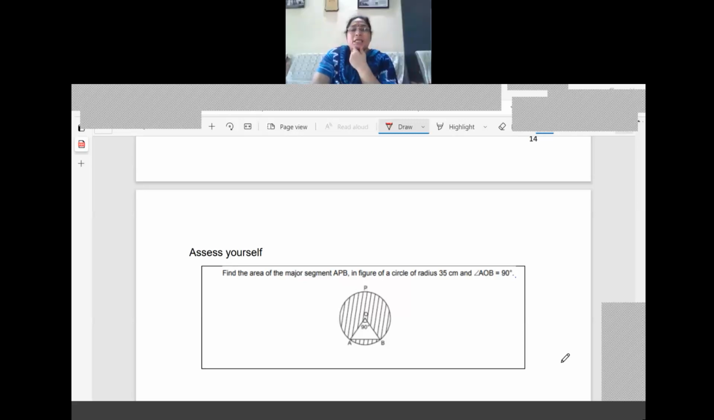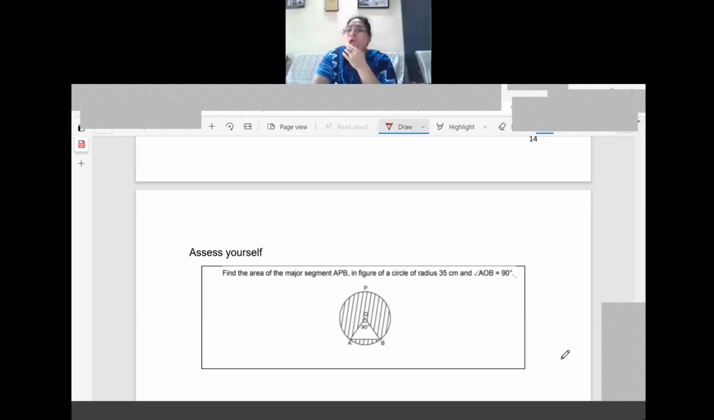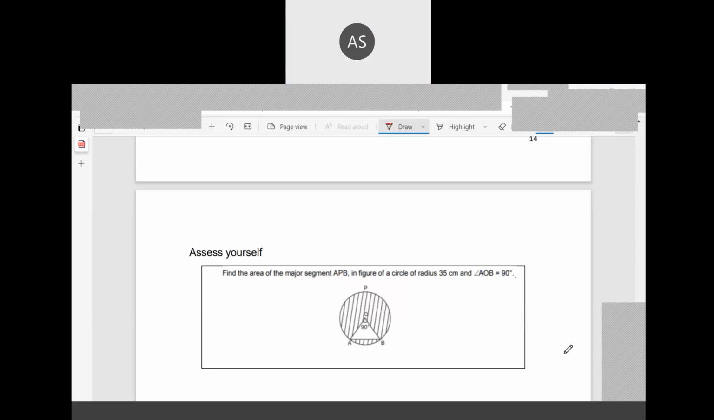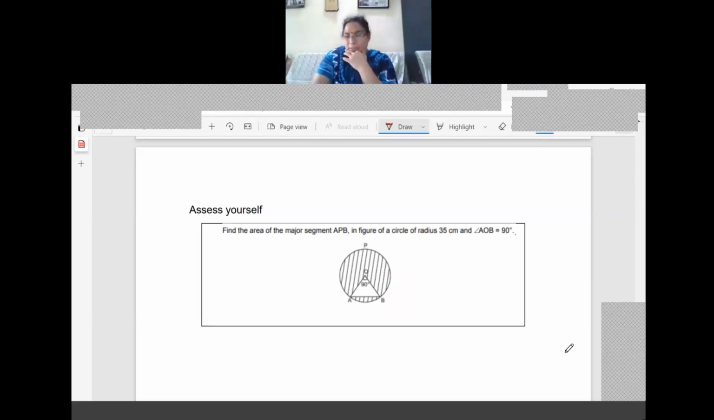Now the question is asked for major segment. So what is the first step? We should calculate minor segment. Okay, take your own time and tell me the answer. Minor segment, 1925 by 2. Okay, then I am not sure about the answer. Okay, minor segment you calculated. Now you can go for major segment.